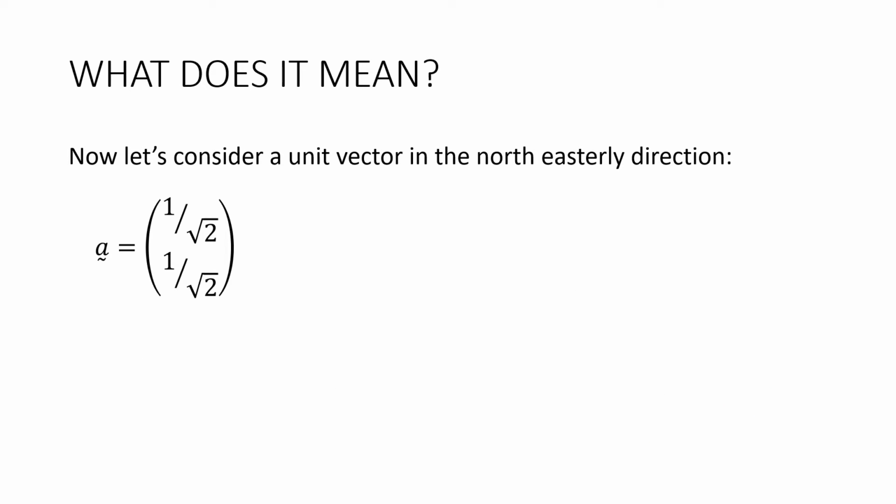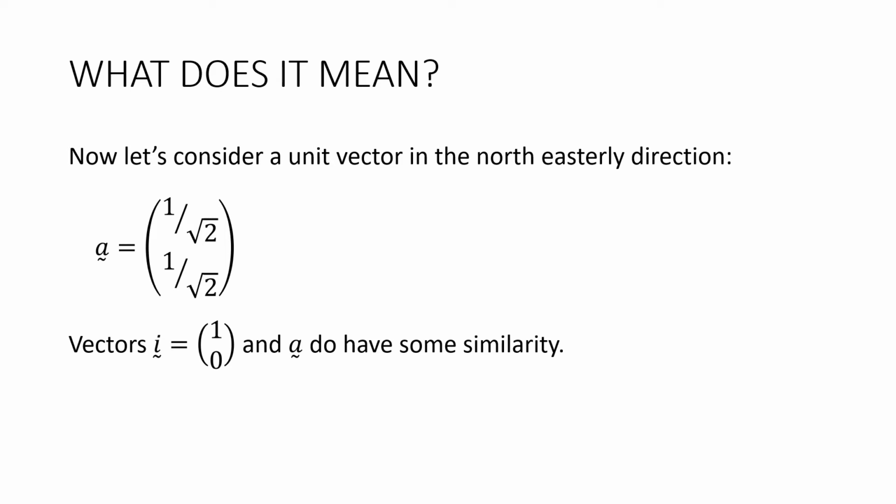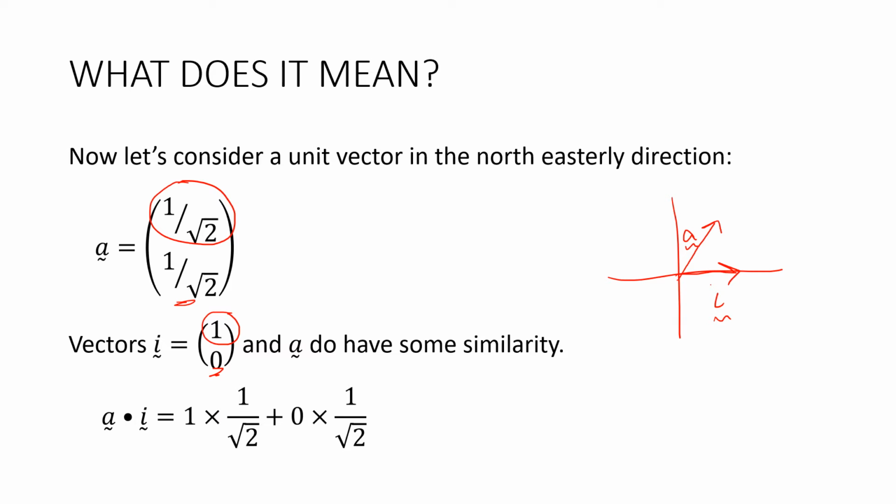Now let's consider a unit vector in the northeasterly direction. So we have vector a, which has components 1 on root 2 and 1 on root 2. Now, vectors i and a do have some similarity. If we draw them, here's i, and there is a. So we can see that this particular component here has some commonality. There's nothing with this component. So when we do the dot product, we do end up with a non-zero answer.